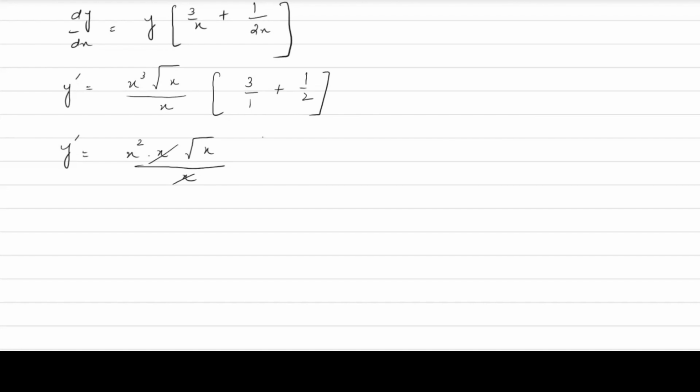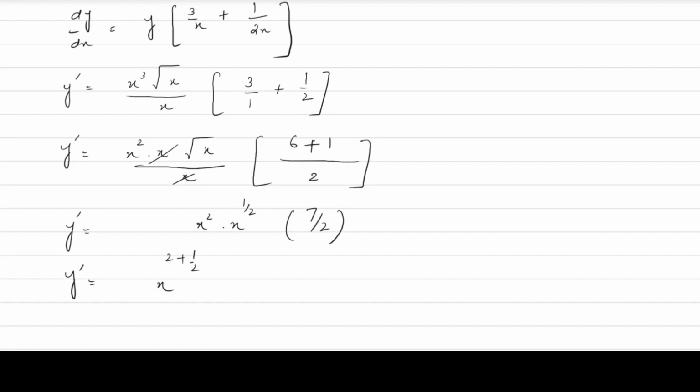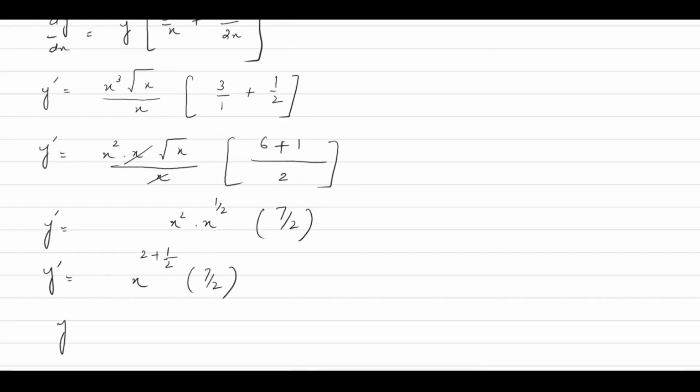This x is cancelled with x, and here 2, 6 plus, after taking the LCM, it would be 6 plus 1, x square into x raised to the power 1 upon 2, 7 by 2. y bar is equal to x2 plus 1 upon 2 into 7 by 2. y bar is equal to 2 to the 4, 4 plus 1, 7 by 2 x raised to the power 5 by 2. So this would be the answer.